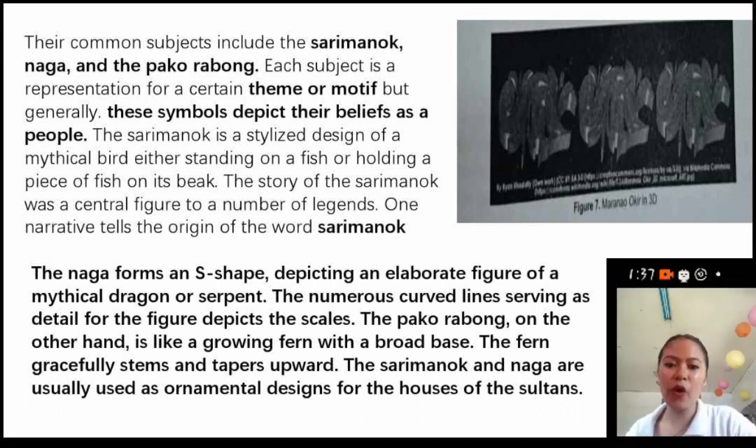The naga forms an S shape depicting an elaborate figure of a mythical dragon or serpent. The numerous curved lines serve as details for the figure, depicting the scales. The pako rabong, on the other hand, is like a growing fern with a broad base. The fern gracefully stems and tapers upward. The sarimanok and the naga are usually used as ornamental designs for the houses of the sultans.